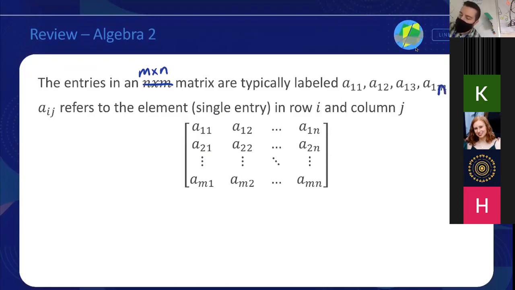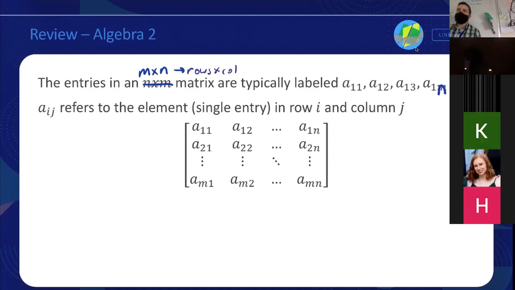All right. In a matrix, this is review from Algebra 2. So it's been a while for you guys seeing a matrix, and you also only probably did it for a little while. You did a few things with matrices. We usually describe them as M by N, meaning rows by columns. So when we say 5 by 4, that's 5 rows, 4 columns. Usually the first number is rows, the second number is columns.